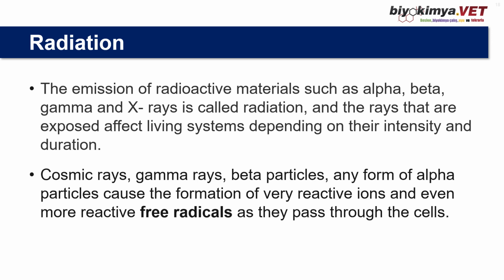Cosmic rays, gamma rays, beta particles, and alpha particles cause the formation of very reactive ions and even more reactive free radicals as they pass through the cell. These products can disrupt cellular activity, and in some cases, they destroy cells.